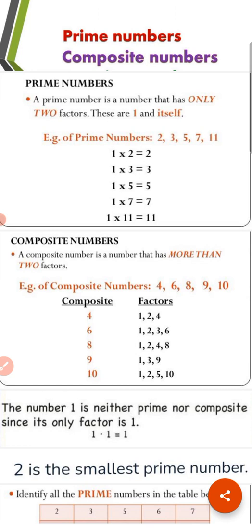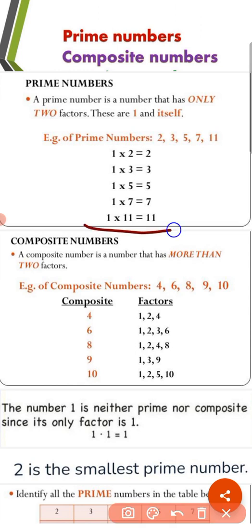Now let us learn what is a prime number. A prime number is a number that has only two factors. These are 1 and itself. The factors of a prime number are 1 and the number itself.